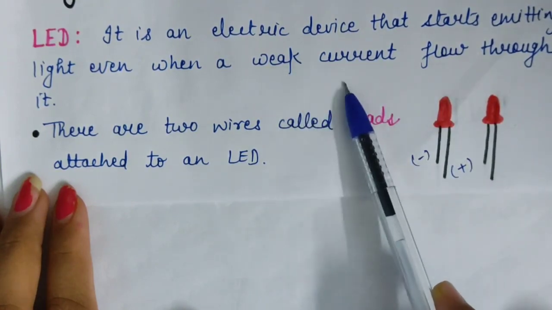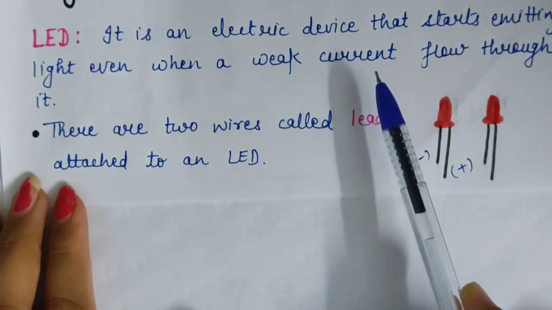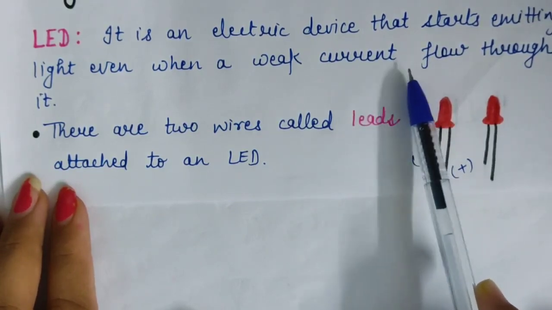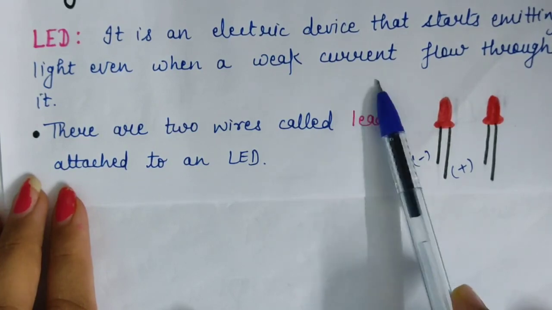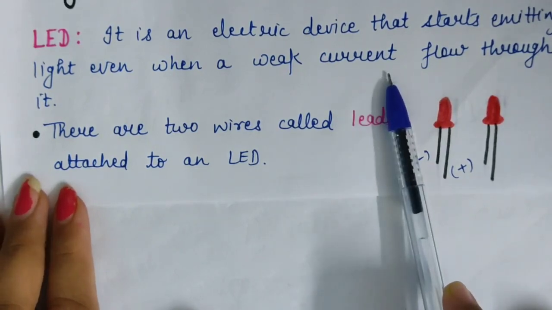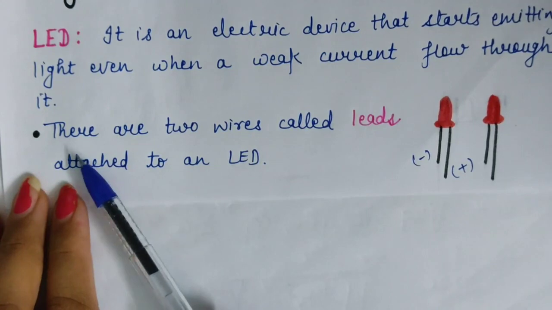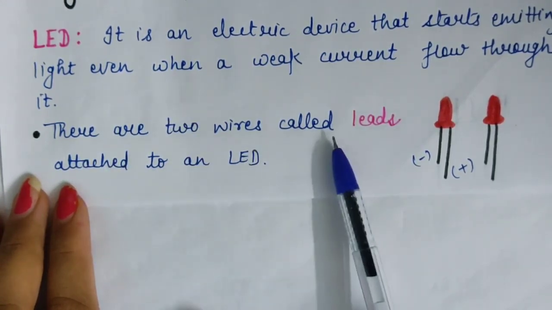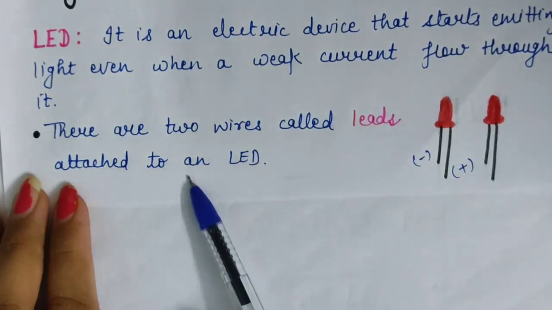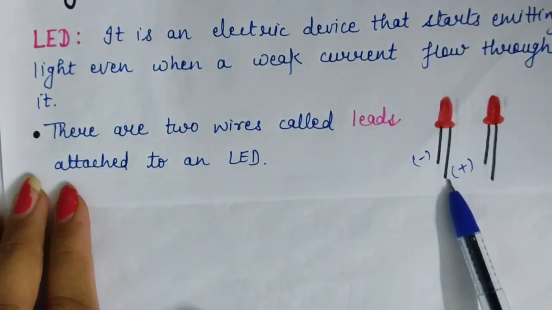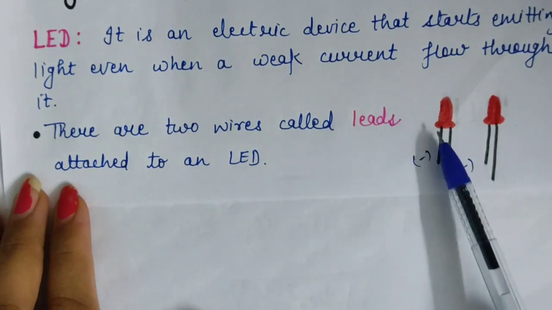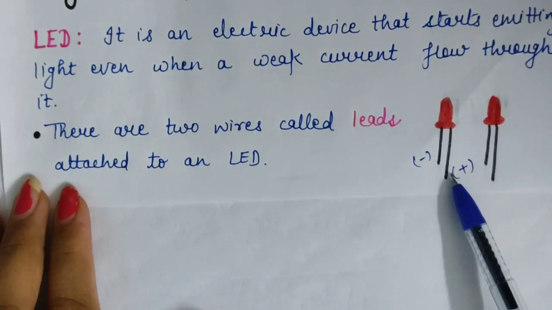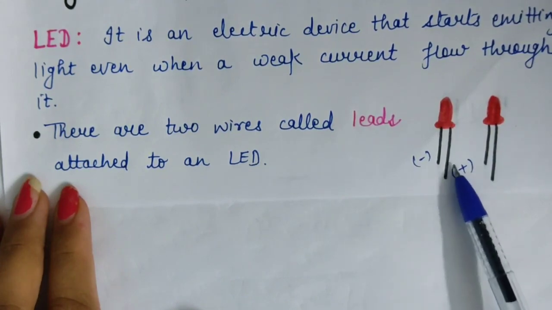LED works when the strength of current is too weak. Okay, it also glows on receiving the less amount of current. So, let us study more about LED. There are two wires called leads attached to an LED. This is a picture of LED. Here, two wires are attached to an LED and these two wires are called leads.